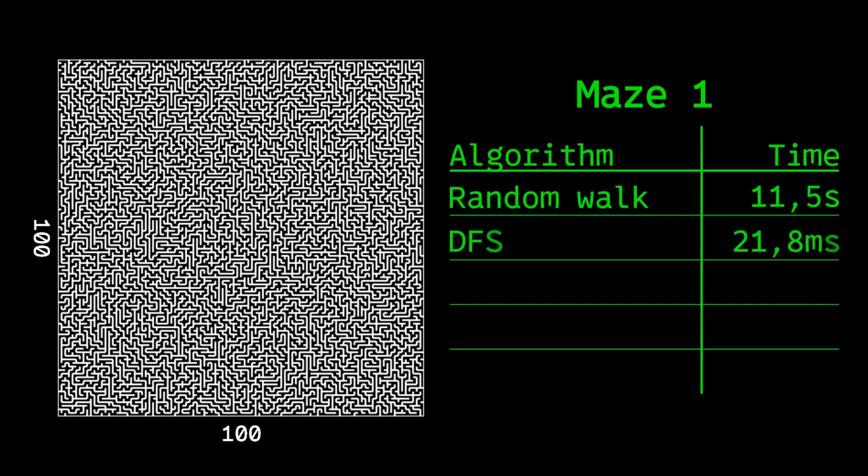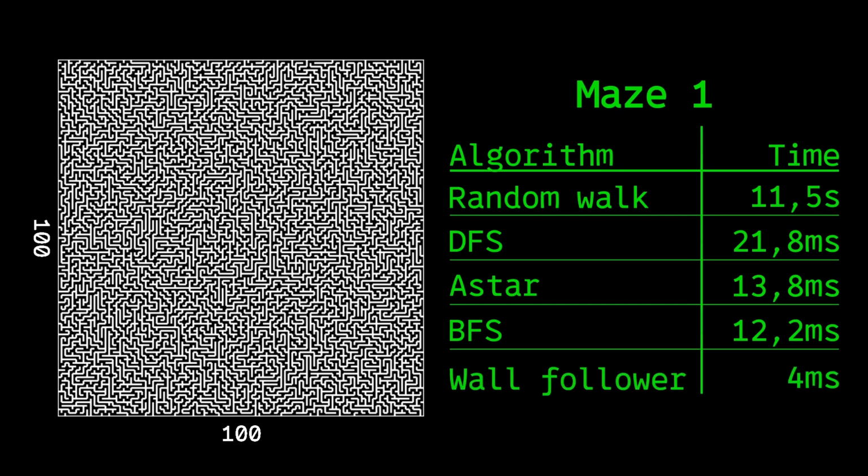Depth first search finished in just 21.8 milliseconds. A-star did even better, taking 13.8 milliseconds. Breadth first search, a similar algorithm to depth first search, came in at 12.2 milliseconds, but the real surprise? The wall follower solved it in only 4 milliseconds.